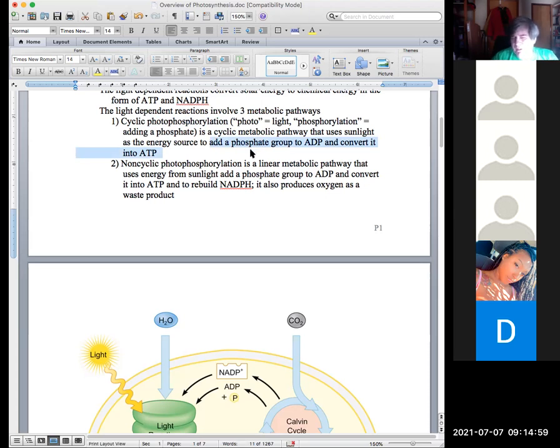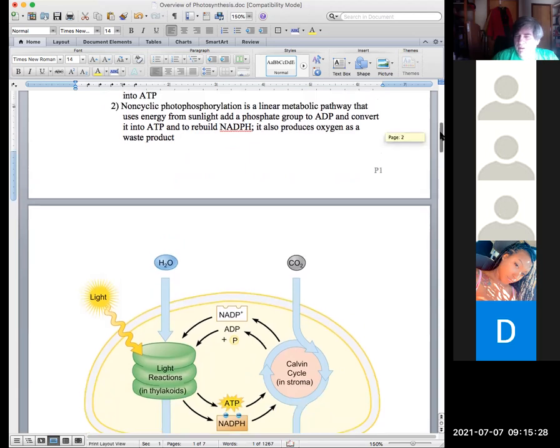and convert it to ATP. And cyclic, remember when we talked about metabolic pathways the other day, this is a cyclic metabolic pathway. And in a cyclic metabolic pathway, remember what we said? The last product is the same chemical as the first reactant. So we start out with something, and at the end of the pathway, we regenerate it. We make it over again. So this allows us to keep doing this over and over.